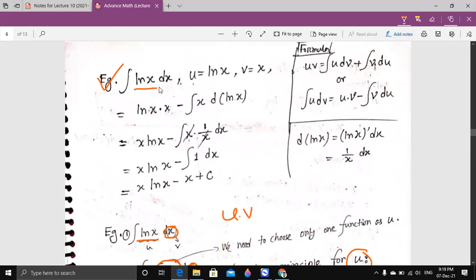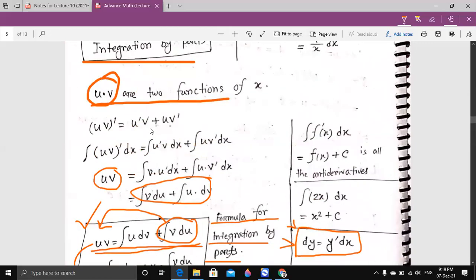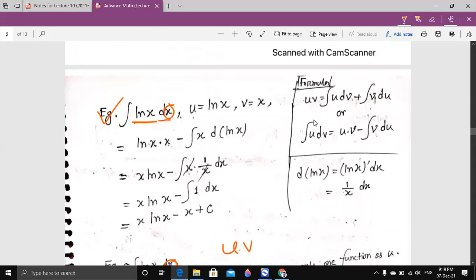So if this is u and this is v, what is our example? Here is our ln x as u, and dx, this x is equal to v. So from the formula we know that this is like u dv, this line, integration of u dv. This is equal to uv minus integration of v du.